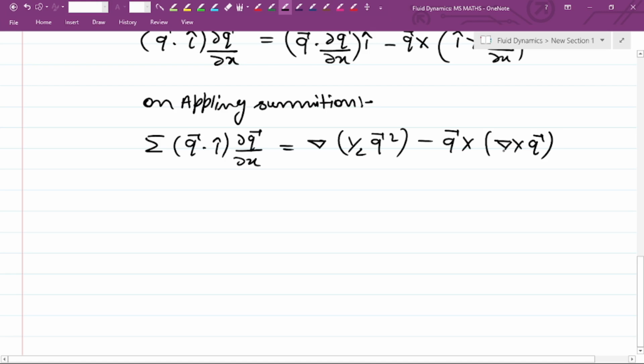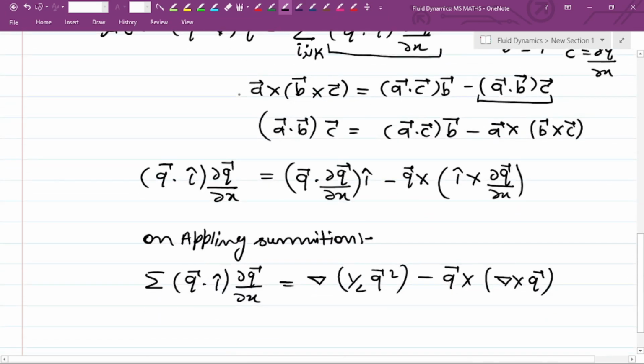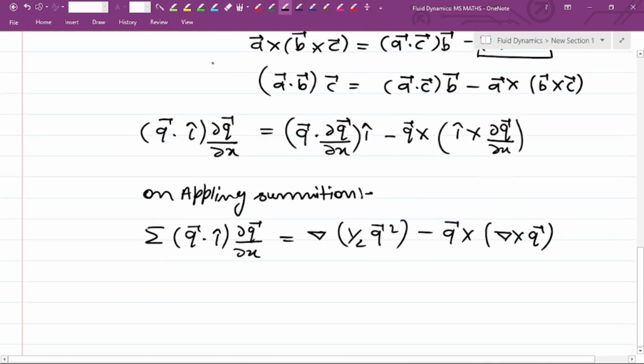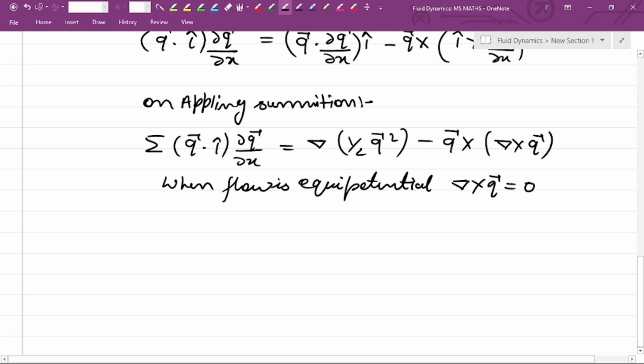After applying the summation, this represents q dot q vector dot this del into q. So this will be q into q, basically q square, and it will be half for this. So this represents the case when the flow is equipotential, like del dot q vector is equal to 0.